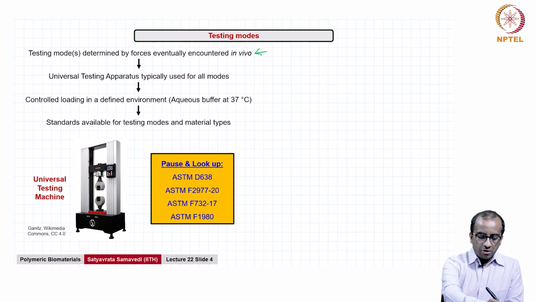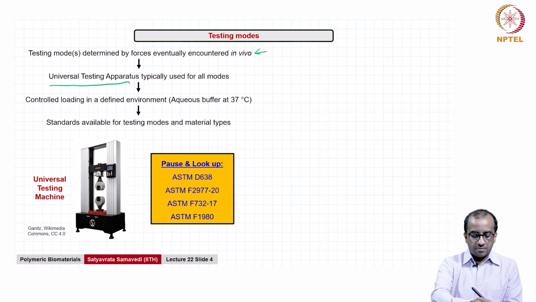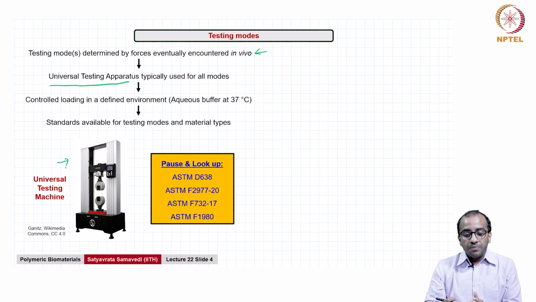Now, there is something called a universal testing apparatus. A picture of that is shown here, that is typically used for all the modes. The word universal simply indicates that it can be used for all forms of, at least the major forms of, testing modes with the appropriate grips and fixtures. So, it can accommodate all of that. What are those modes? We will see in just a minute.